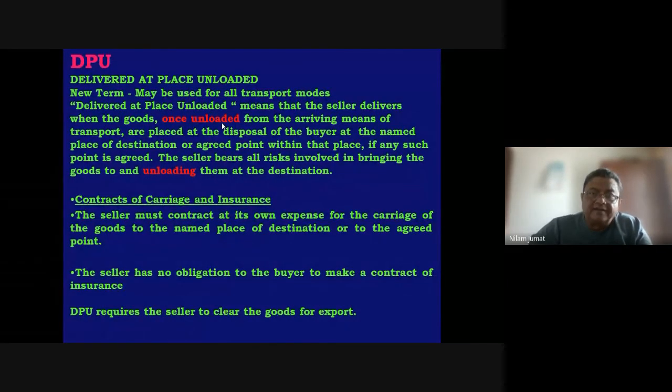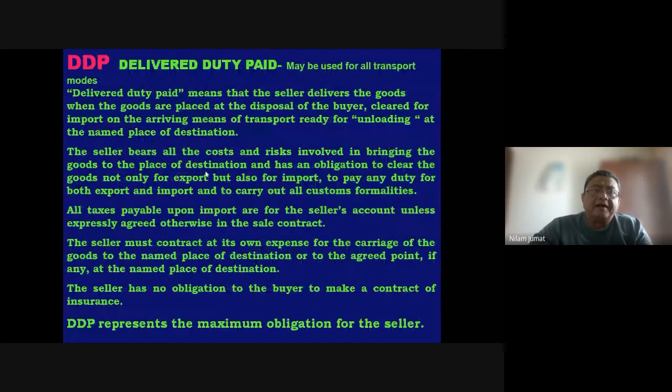That's the difference. Then comes the DDP, which is the most convenient thing for the seller. Bringing the goods all the way from Nuwara right up to the premises of the importer. He doesn't do anything. Duty, clearance, export clearance, import clearance, paying the duty. Delivered duty paid, it says.